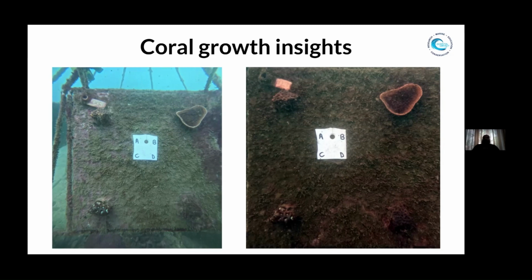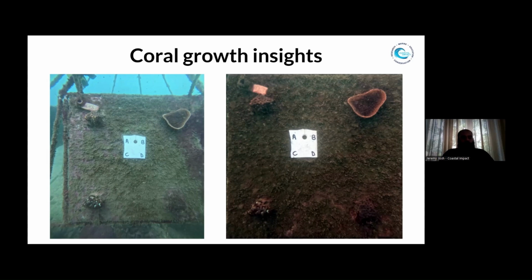So that is the next notch in our belt. We want to use that method and develop a complete methodology for estimating coral growth on a natural reef or on an artificial reef in 3 dimensions. But yeah, that's about it.